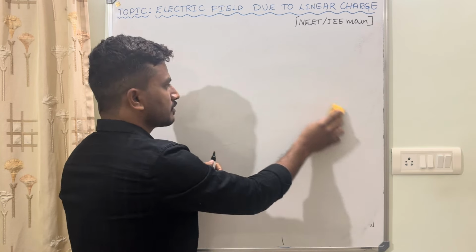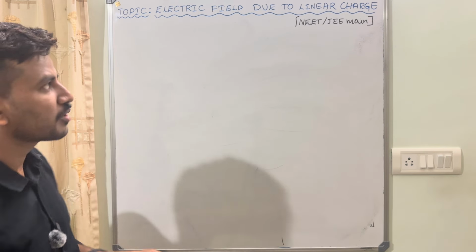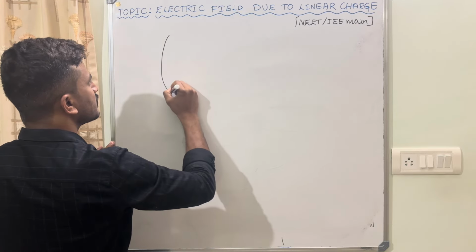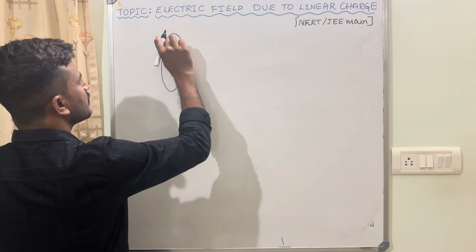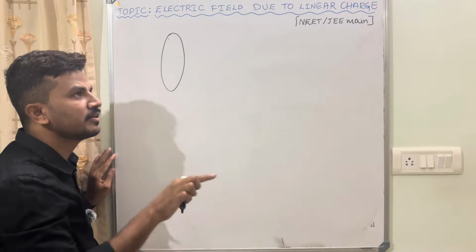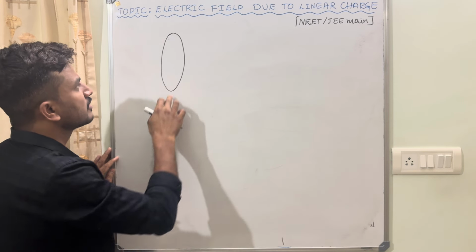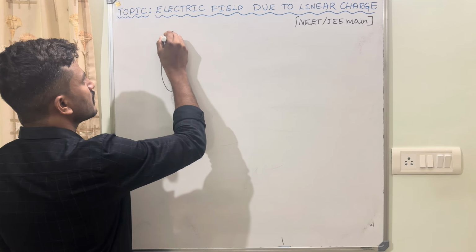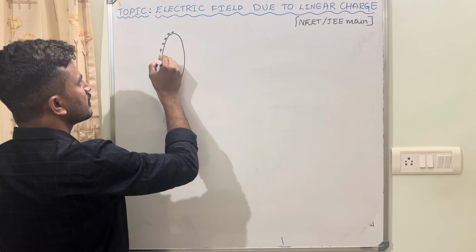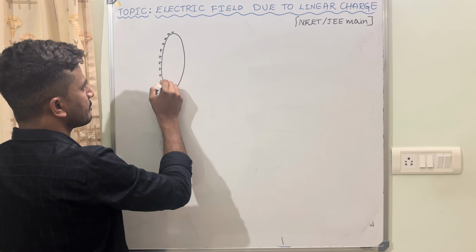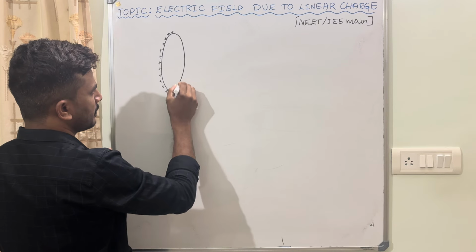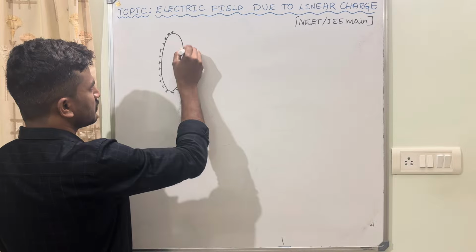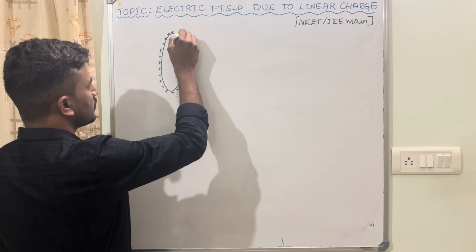Okay, sir, I have a uniformly charged wire like this. Like this. Okay, what is this? The oval kind of thing. It is a circular one. It is not an ellipse. It is a circle, but drawn like an elliptical orbit.